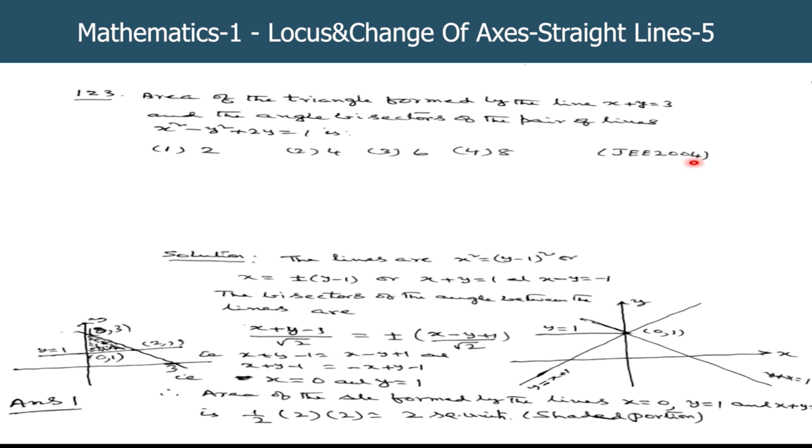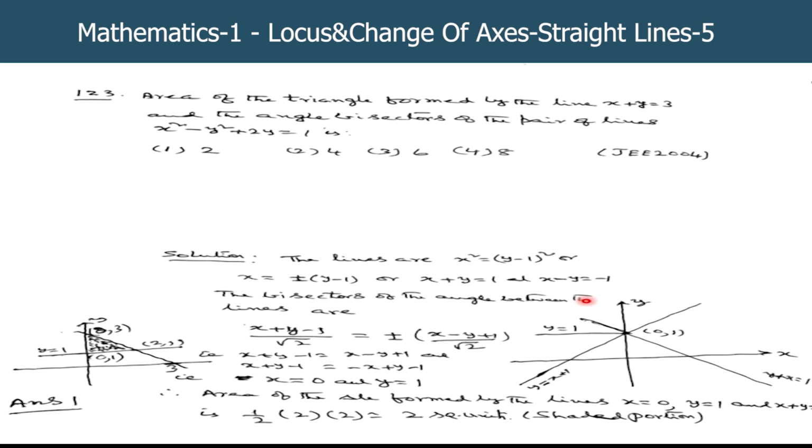This is JEE 2004. Right. The combined equation of the pair of lines, x square minus y square plus 2y is equal to 1, can be written as x square is equal to (y minus 1) whole square. So that means x is equal to plus or minus (y minus 1), or the lines are x plus y is equal to 1 and x minus y is equal to minus 1.